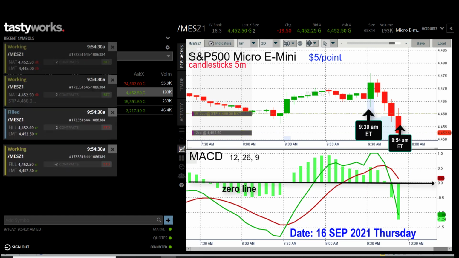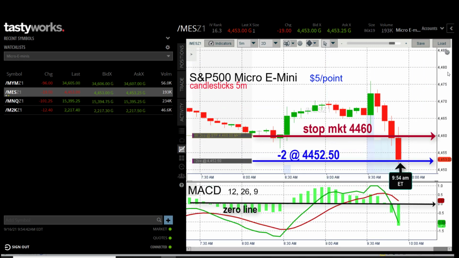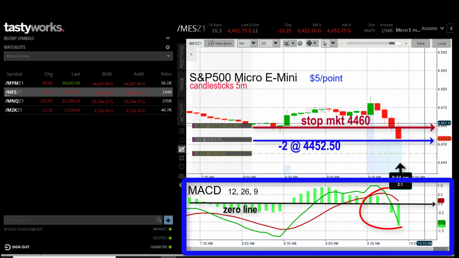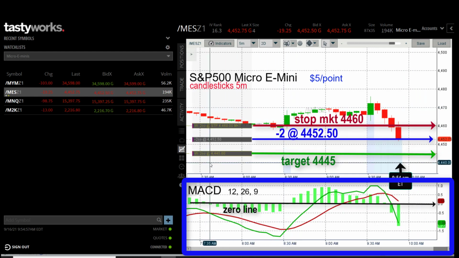So I'm going to get filled here with 2 short contracts at 44.52.50. Look at the lower pane in the display here, and you'll see that the MACD green is below the red line and rapidly going to the 0 line, which leads me to forecast that the market will continue to go down here.